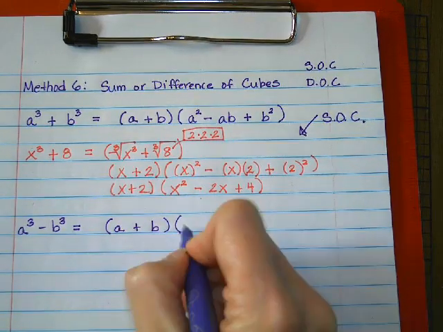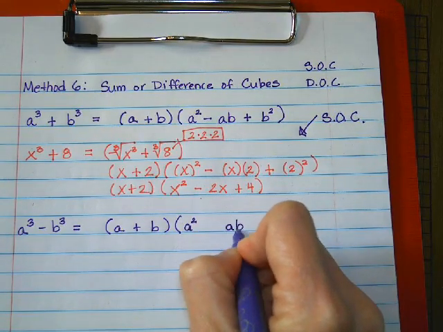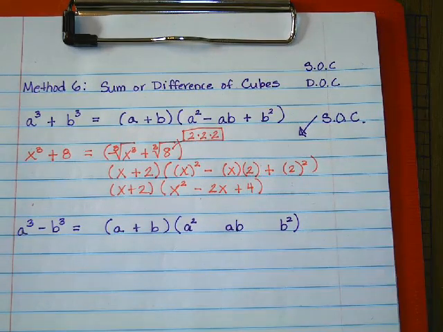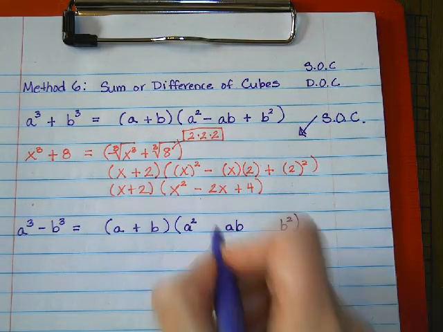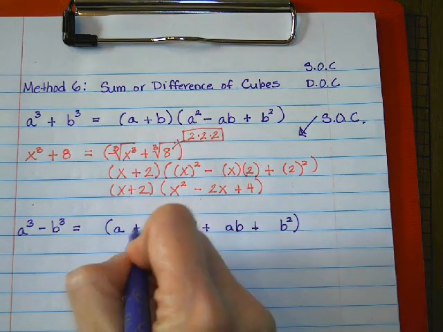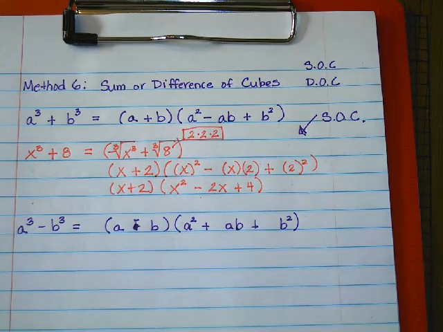We're going to square the first term. We're going to multiply the two together, and then we're going to square that last term. Now the only difference in SOC is that both signs will be positive. Oh, I'm sorry, this one right here should be a minus. My bad, guys. It should be a minus b. Go ahead and fix that in your notes. I am so sorry.